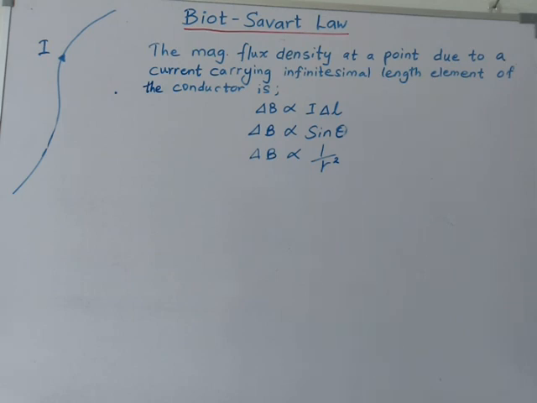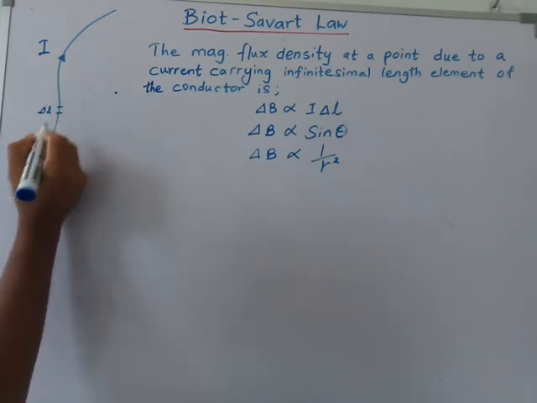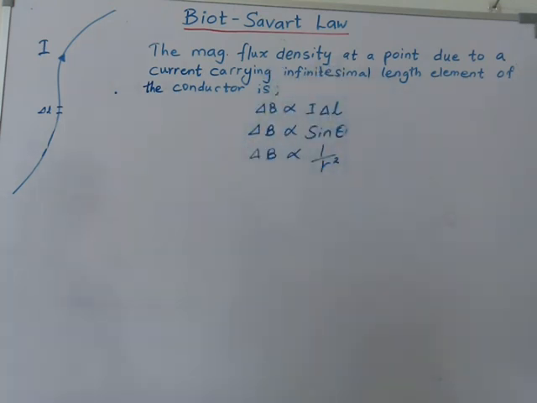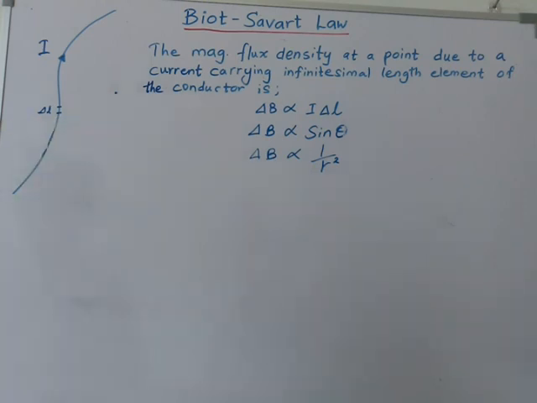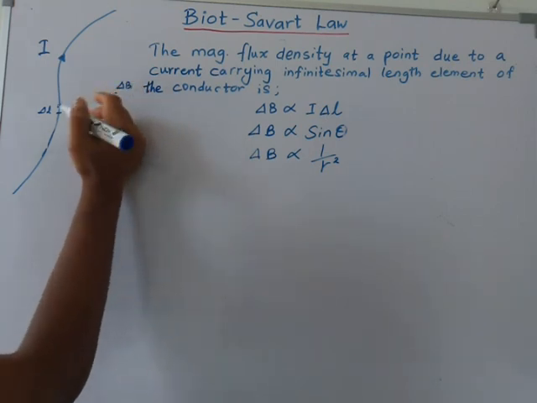The law says the magnetic flux density at a point due to a current carrying infinitesimal element of the conductor is... So here I consider an infinitesimal length element. I take the infinitesimal length element to be delta L. The word infinitesimal means infinitely small. In mathematical terms, the length is approaching 0. And I consider the magnetic flux density at this point to be delta B due to this length element.